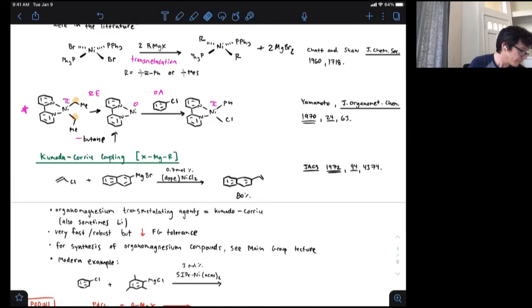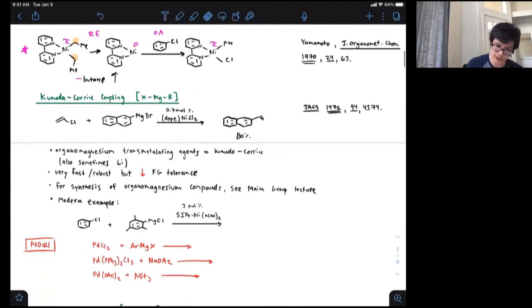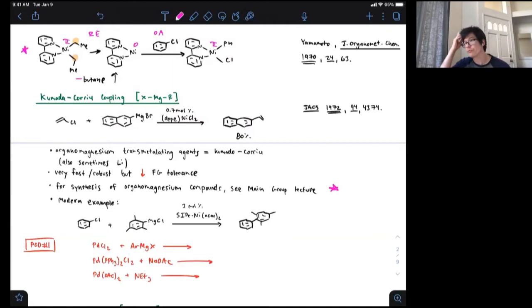Okay, so let's just consider this modern example, and this is meant to illustrate the point that this reaction is good for these hindered couplings, because you can imagine that transmetallating agents that are not as reactive as aryl Grignards would have difficulty getting the organic group onto the metal. And we'll talk, as we go case by case, about different ways to prepare the corresponding nucleophilic starting materials. We covered the preparation of organomagnesium reagents in the main group lecture, so we won't rehash those details here.